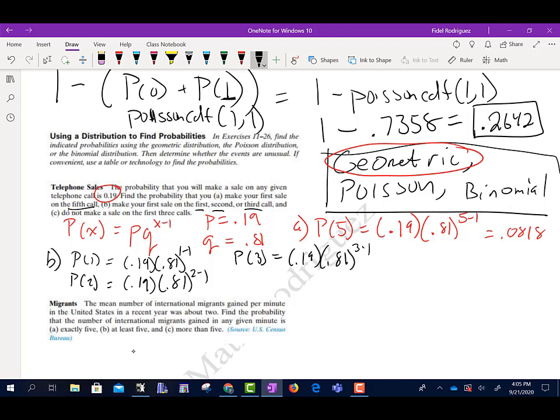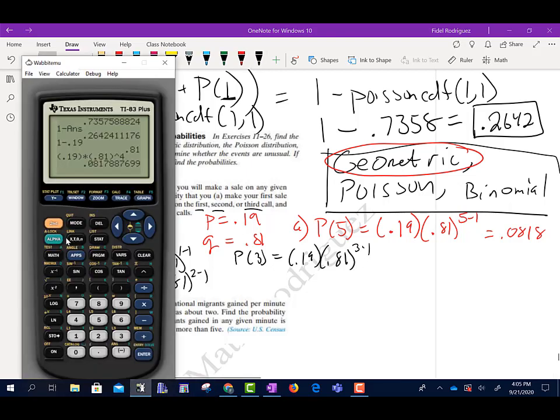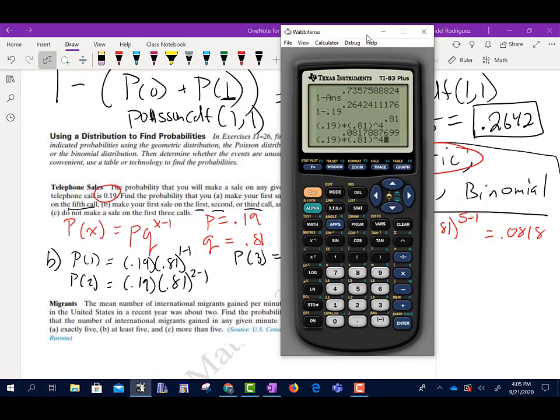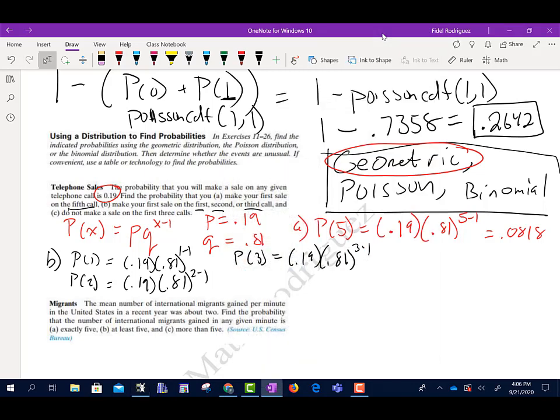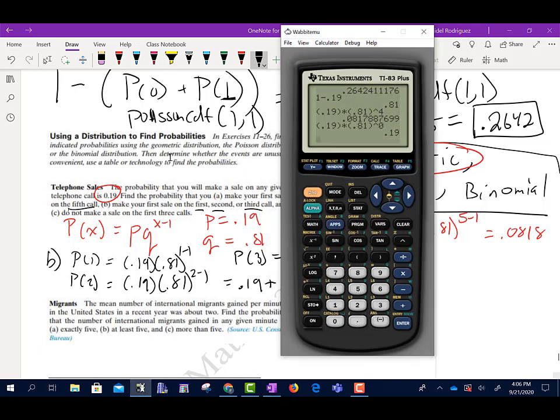So let's do this. Second entry. For the first time, 1 minus 1 gives me a 0, so the power is 0, and I'm coming up with 0.19. So far we have 0.19 plus, we're going to do that again, second entry. Now notice the power here, 2 minus 1, is 1. That gives 0.1539.